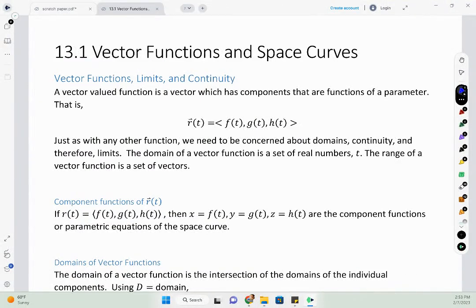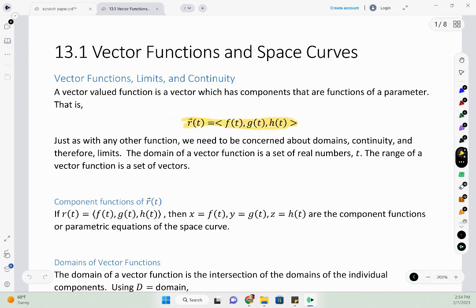Hello. Today we're going to talk about vector functions and space curves. And what we have to talk about really is the algebra of vector functions and space curves. Once we talk about those, then we can go on to the idea of limits and continuity and eventually get to derivatives and integrals.